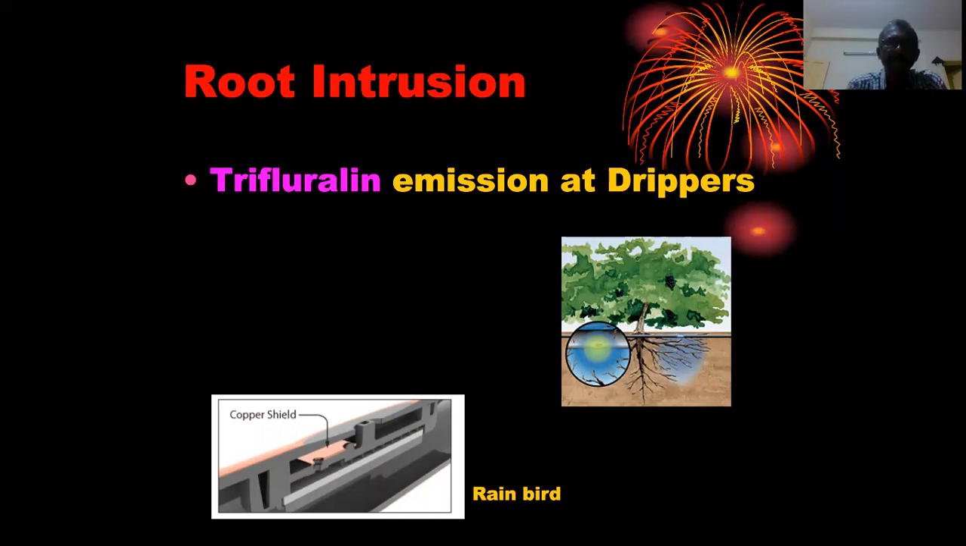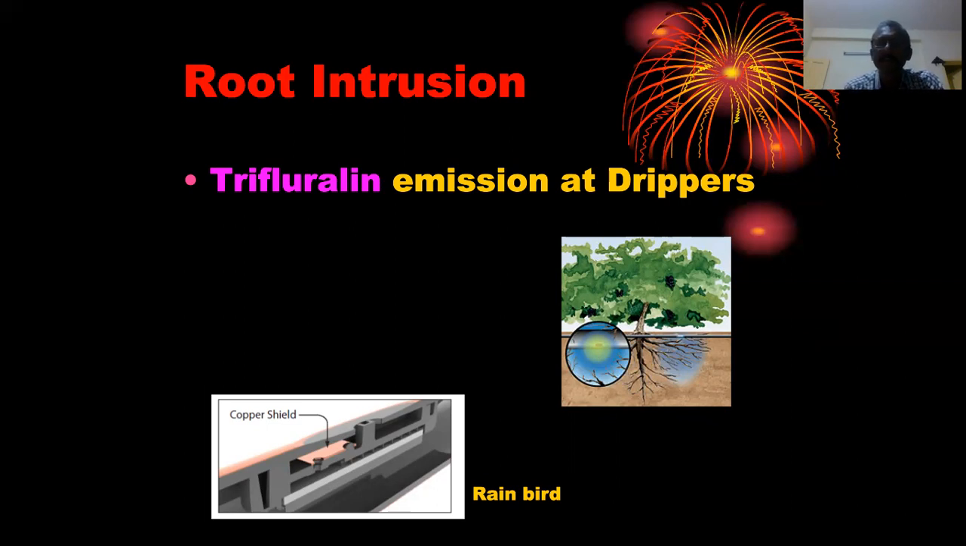In subsurface drip irrigation, one more difficulty is that roots intrude into the drippers, because the plant also has some amount of intelligence, and it knows where water comes from. So it finds that water comes from the drippers. So at times when you do not give sufficient water, or during irrigation scheduling you irrigate after a larger gap, the roots would go and intrude into the drippers.